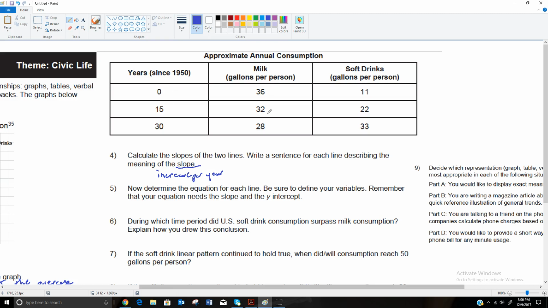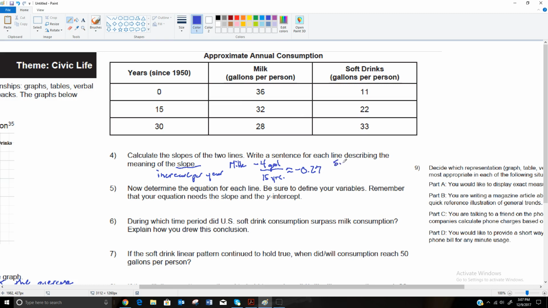So, for instance, milk went down. If we look at these first 2 points here, it went down by 4 gallons, 36 to 32, in 15 years. So we could just say that's the slope, 4/15, or if we wanted to change it to a decimal, we could say 4 divided by 15 and actually write it as about 0.27. Don't forget the negative because that's important to indicate that the milk is going down, not going up.